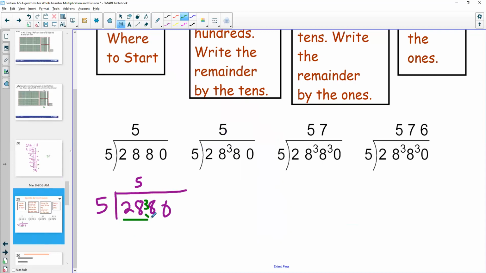Now I'm going to look at 38. 5 goes into 38 7 times, right? 5 times 7 is 35. So I'm going to write a 7. 38 minus 35 is 3. Okay, so there's my 3. 5 goes into 30. How many times? Let's see, 6. So it's 576. Goes in perfectly, no remainder. But if there was a remainder, I could write it right there.